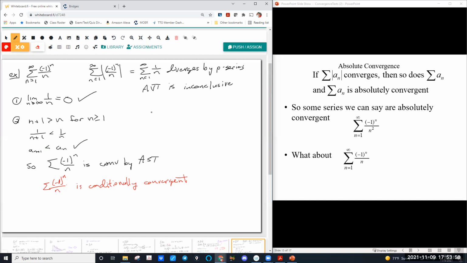Questions about the alternating series test or absolute and conditional convergence? Usually it's pretty obvious when it's conditionally convergent because you're going to get a case like this. You take the absolute value and you're going to get something that is like 1 over n, or is a p series, or is very close to a p series that is divergent.